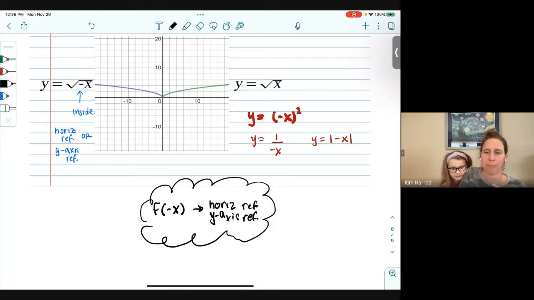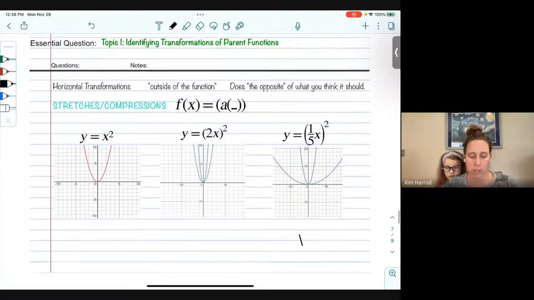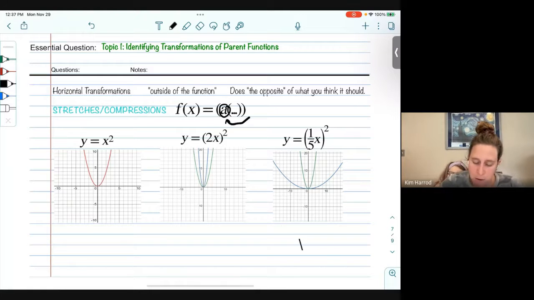No? Okay. All right, so one more thing to go through, the horizontal stretches and compressions. So we're still sticking to the theme of outside and doing the opposite. We are still back to what we did with the stretches and compressions vertically in terms of now we're talking about multiplying by something. So now in this case, we are multiplying inside.